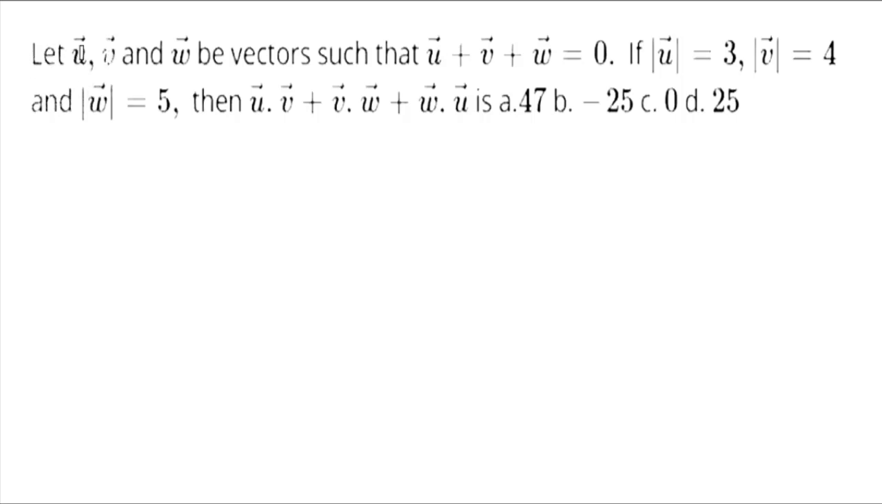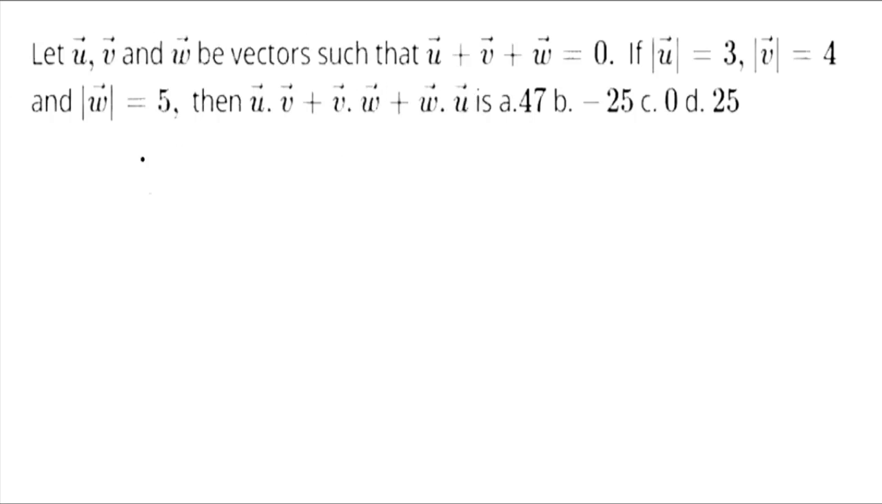In this question, we are given that u vector, v vector and w vector are three vectors such that u vector plus v vector plus w vector is 0, and magnitude of u vector is 3, magnitude of v vector is 4 and magnitude of w vector is 5. Then we have to find the value of u vector dot v vector plus v vector dot w vector plus w vector dot u vector.